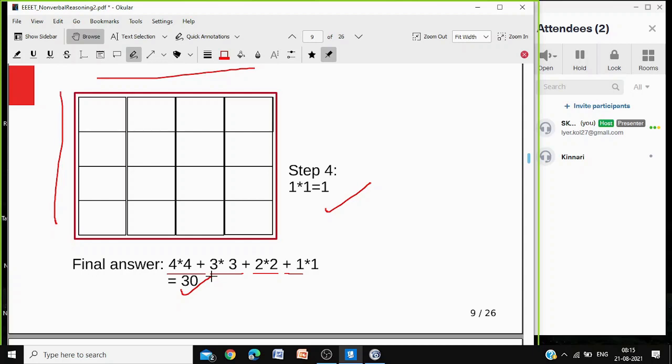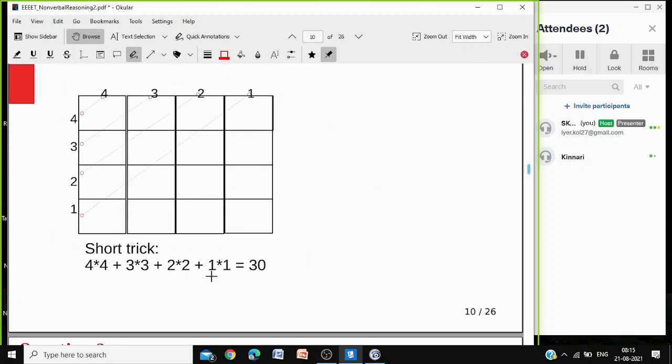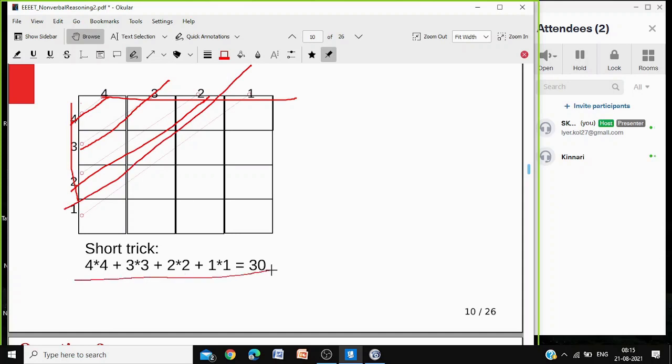But you don't have to do it in the exam in such a roundabout manner. What you'll be doing, the same thing we did: 4, 3, 2, 1. 4, 3, 2, 1. But in this case, you are not adding. In that case, you are adding 4 plus 3 plus 2 plus 1 and 4 plus 3 plus 2 plus 1. Here we are only asked for squares. So multiply 4 into 4, multiply 3 into 3, multiply 2 into 2, multiply 1 into 1.